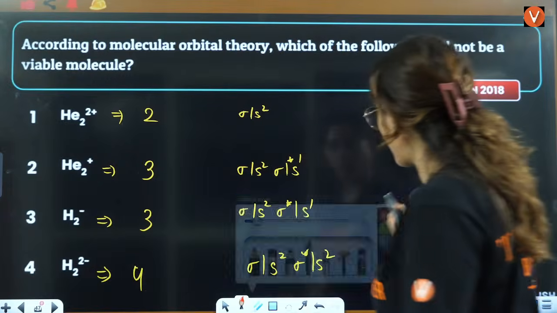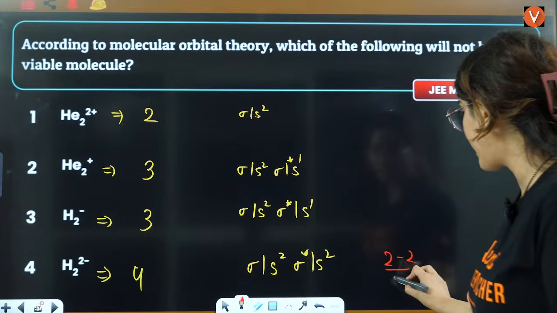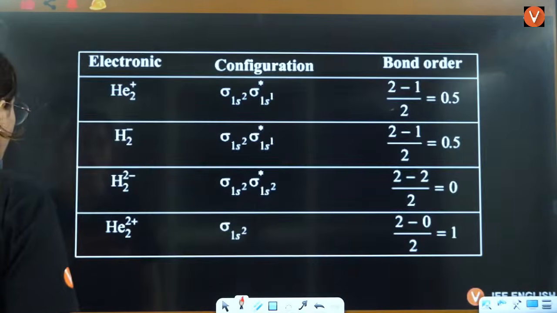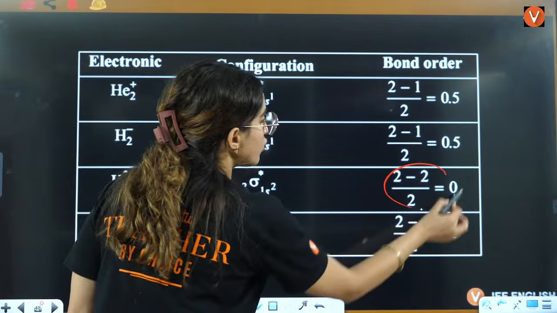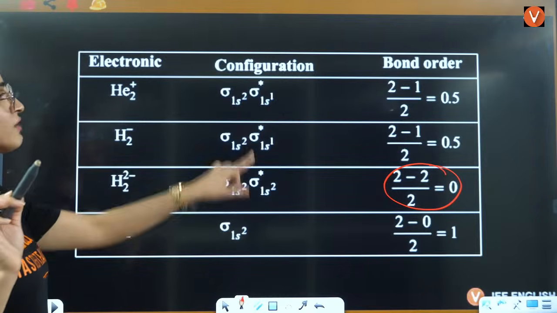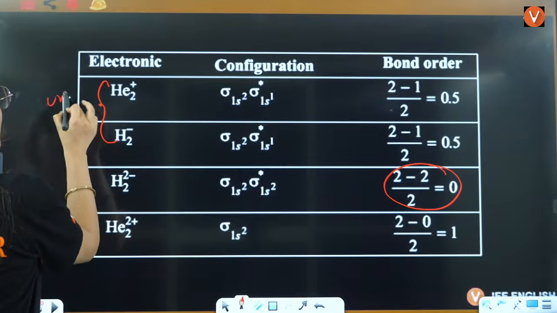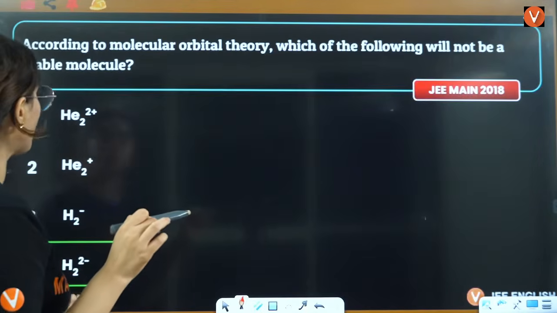So this is going to have 0. This is bonding minus anti-bonding by 2, which is going to be 0. So the answer is that this is not possible. H2 2 negative has a bond order of 0, so that is not possible. The ones which have 0.5 are very unstable. These will be very unstable molecules.